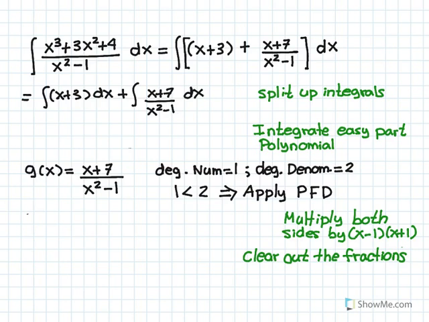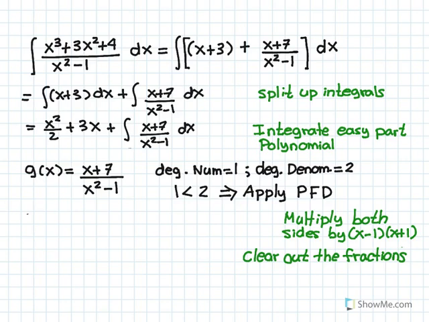Now let's integrate the easy part. The integral of x is going to be x squared over 2, reversing the power rule. The integral of 3 will be 3x, plus the integral of x plus 7 divided by x squared minus 1. So now we can see that the integrand is g of x is equal to x plus 7 divided by x squared minus 1. The degree of the numerator is 1 because x plus 7 is a polynomial of degree 1. The degree of the denominator is 2 because x squared minus 1 is a polynomial of degree 2. 1 is less than 2.